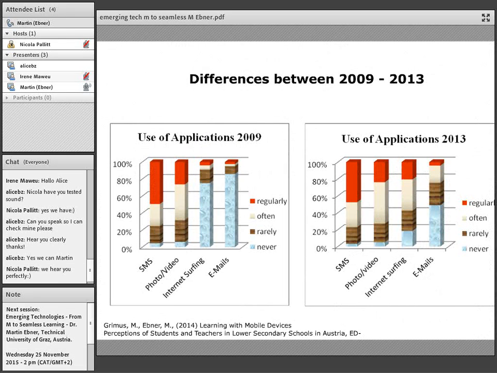Interesting, for example, is to take a look at the differences between 2009 and 2013. That is a user group where we asked children at the age of about 9, 10, 11 years old what they are doing on their mobile phones. It's very important to see the change. For example, here on the left side, we asked them, what are you using on your mobile phone?